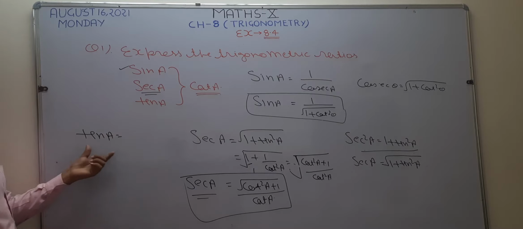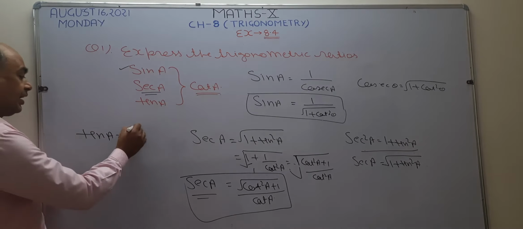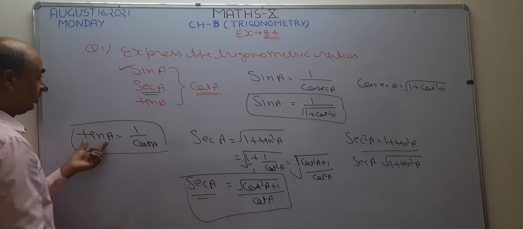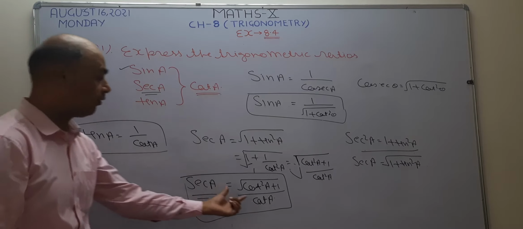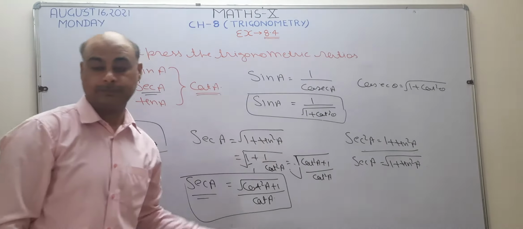Tan A is very simple because you know the reciprocal of tan A is cot A. So you can write tan A equal to 1 by cot A. So all the three trigonometric ratios are in terms of cot A. I hope it is clear now. Okay.